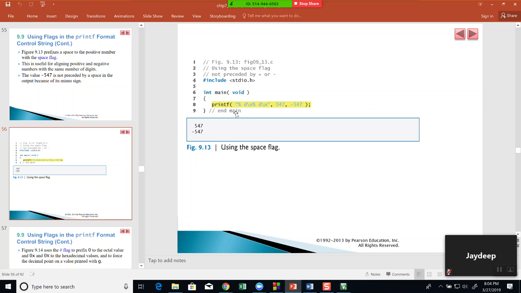Looks like here, if you do a percent space d, then if you got a positive number or a negative number, it right aligns them like that. So it puts a space before the 547.